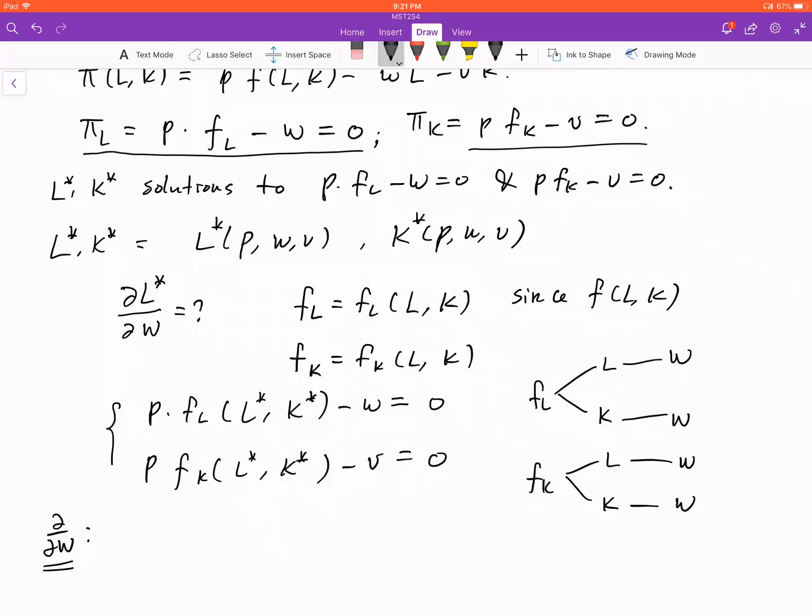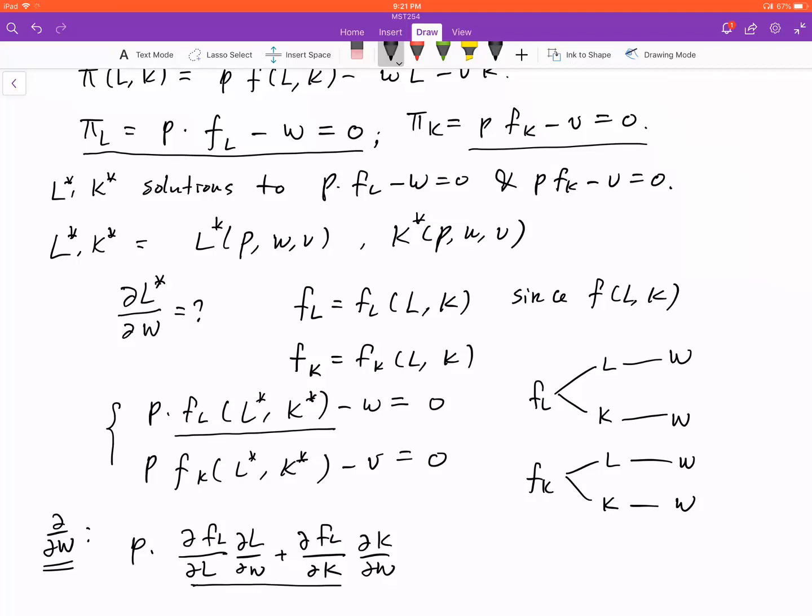So let's take the derivative of the first equation. P is a constant, and then apply the chain rule. This is what we have. We have partial f_L first with respect to L, and then the derivative of L with respect to W, plus partial f_L with respect to K, and then partial K, partial W. So that's the derivative of this part, and we have it over here.